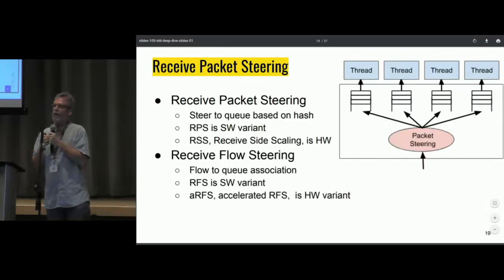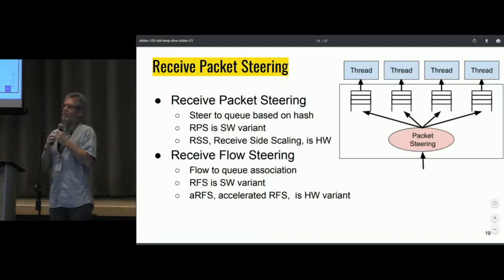On the receive side, this is normally called packet steering. So the idea is when packets come in to the NIC, they need to be distributed amongst the queues. It turns out this is a lot like ECMP, and some of the techniques are very similar, where we're trying to distribute in ECMP to multiple interfaces.